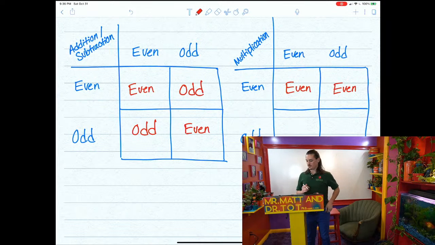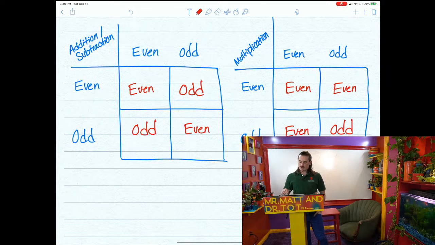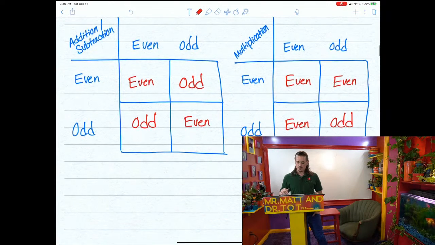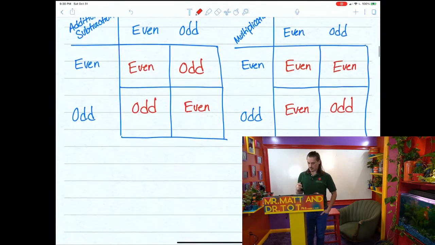And I'll move that up there and give you a few seconds to make sure you have that down. If you have any questions, then please let me know. Otherwise, let's just make a few other observations before we get into some problems here.